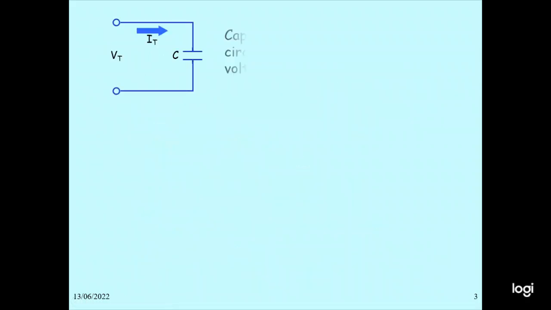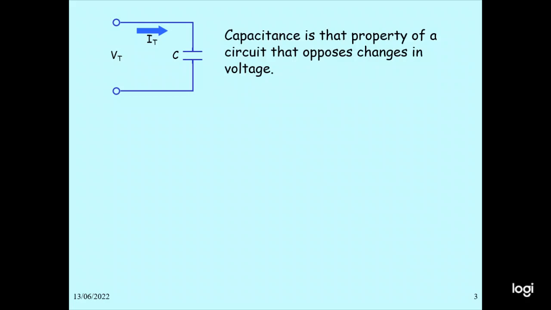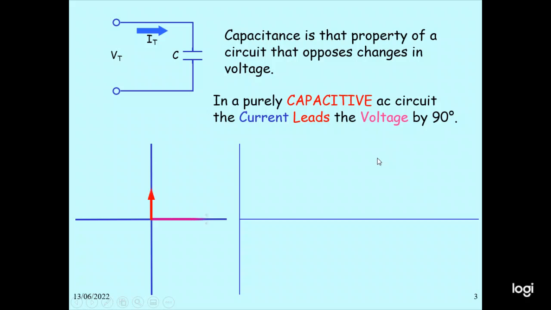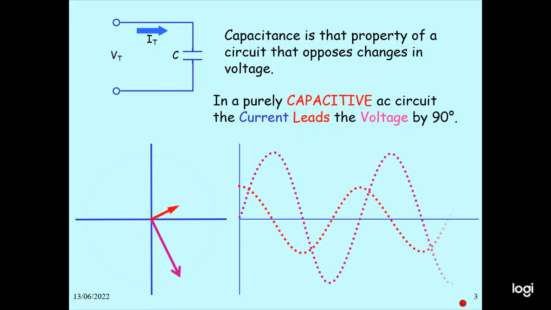So this is the capacitive AC circuit. Capacitor C is connected to voltage VT. Capacitance is a property of a circuit that opposes the change in voltage. In a pure capacitive AC circuit, the current leads the voltage by 90 degrees. So this is the current leading the voltage by 90 degrees.